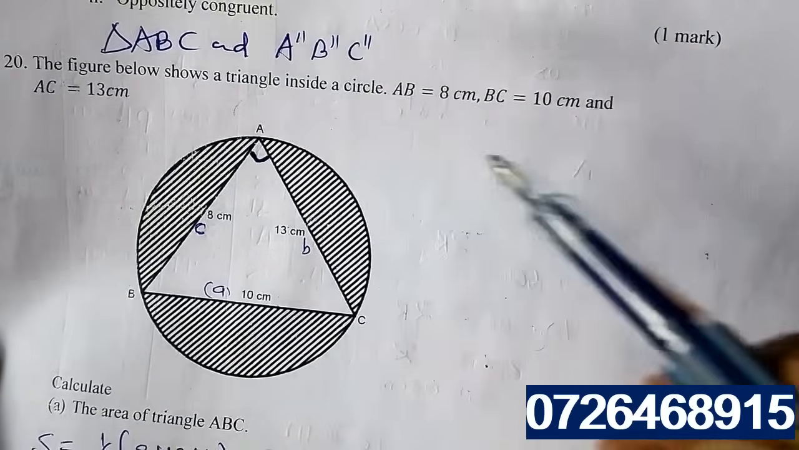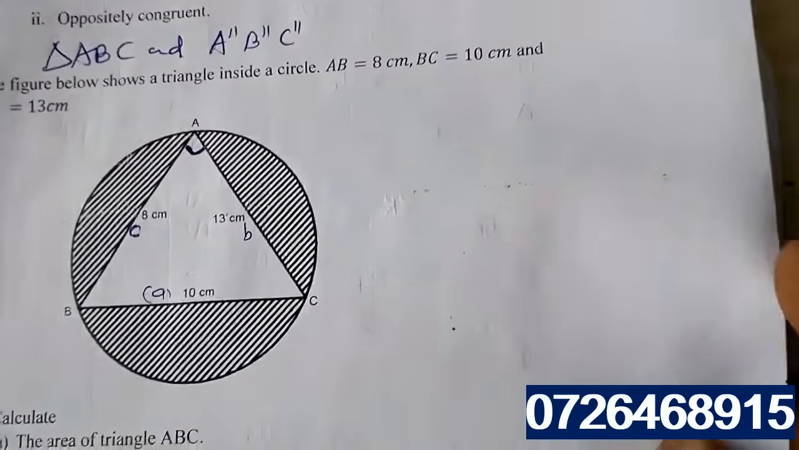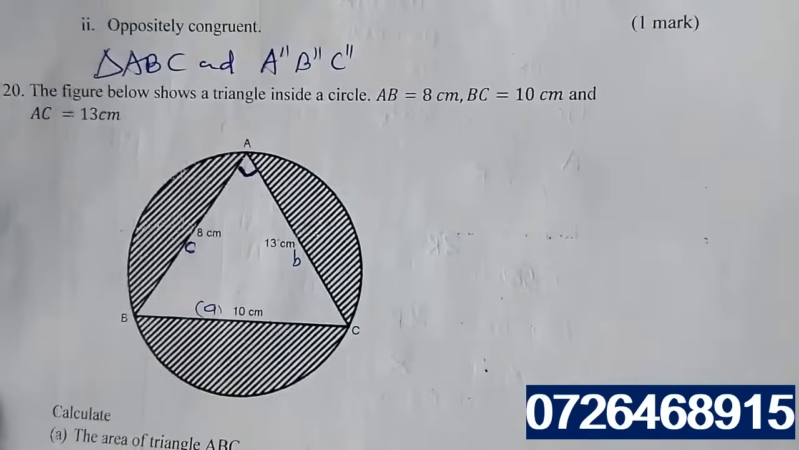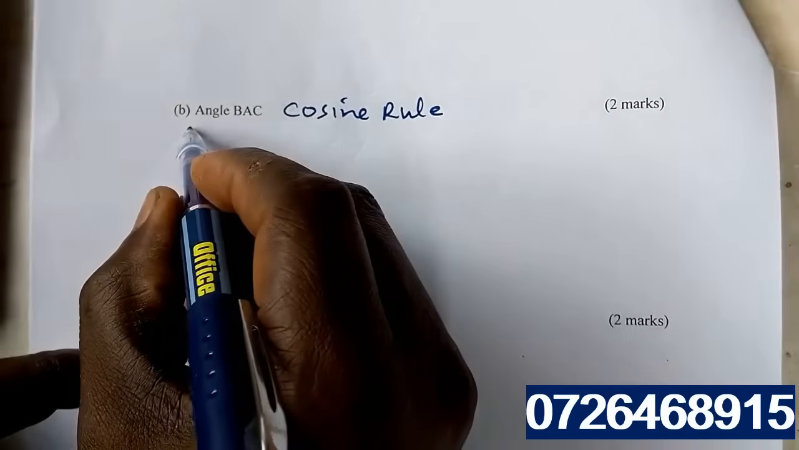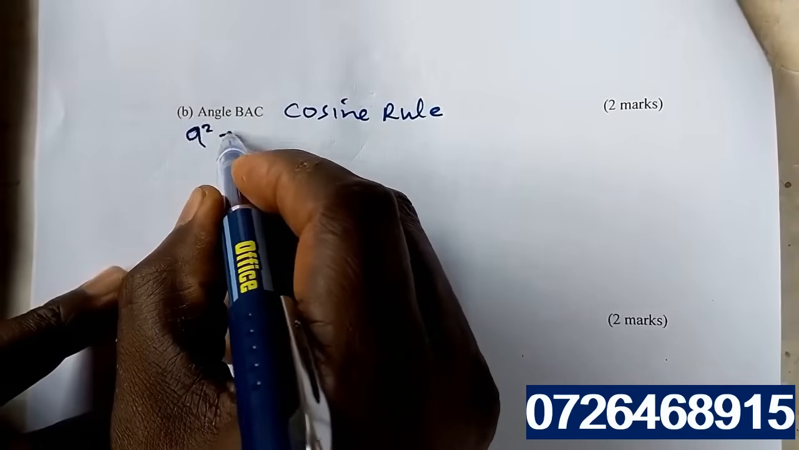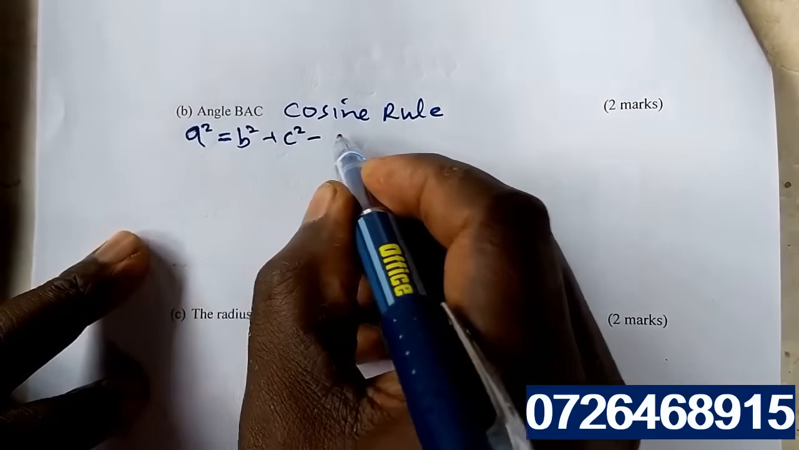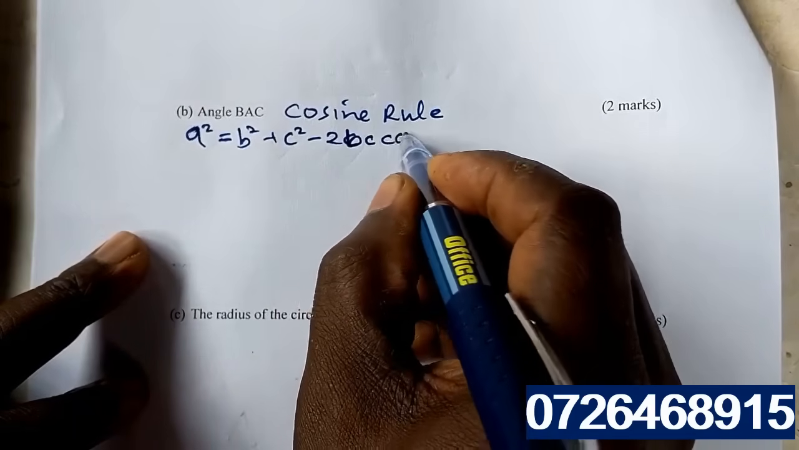So we are going to use the cosine rule to get the angle of this. I hope you know how the cosine rule states. Because we need A, we are going to start by saying that A square is equal to B square plus C square minus 2BC cos A.